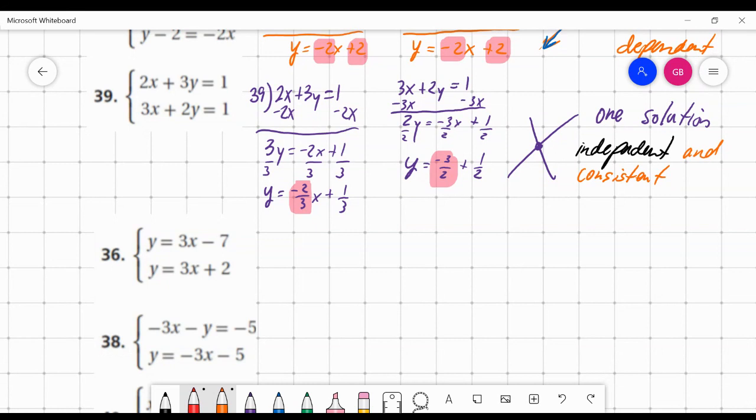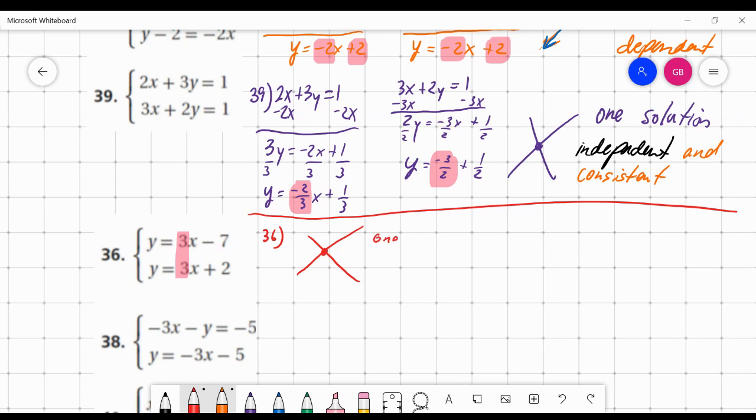Let's see, 36. Okay. We have the same slope. We have different y-intercepts. So they're going to intersect. So it's one solution, independent and consistent.